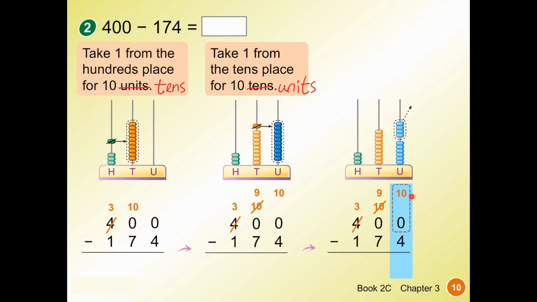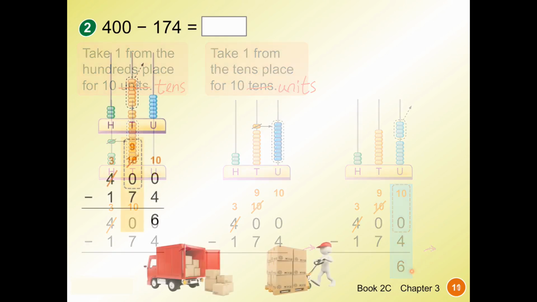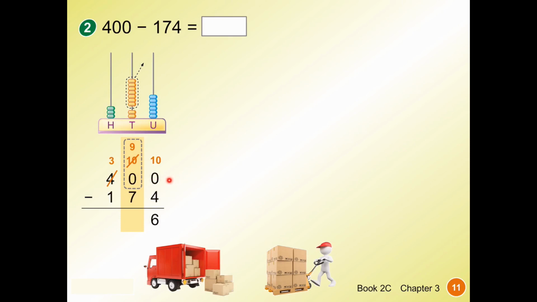So finally we can start to work on the units column. We have 10 minus 4. The answer would be a 6. Now let's move on to the tens place. Remember, we no longer have 10 in the tens place because we took 1 from the tens place to exchange for 10 units. So we are only left with the digit 9. 9 minus 7, we have a 2.